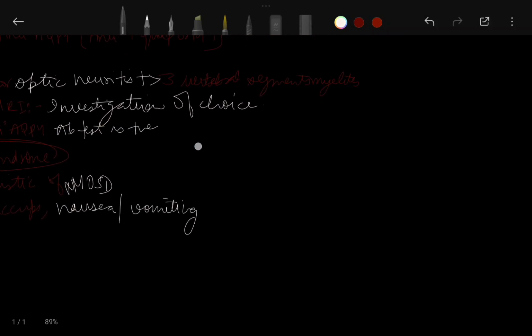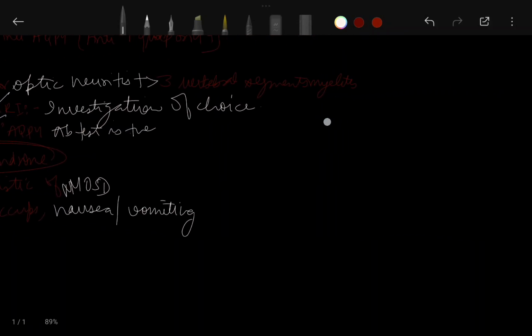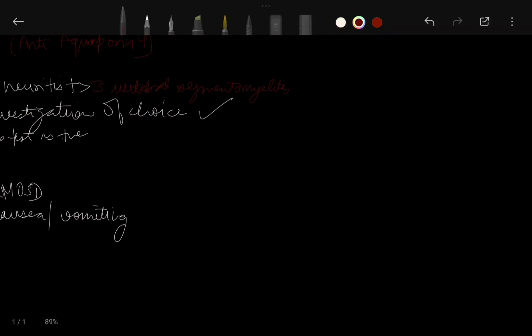What else can we do? We can do MRI, we can do the anti-AQP4 test, and we can also use the Wingerchuk criteria, which is followed for diagnosis. Now, what is Wingerchuk's criteria?